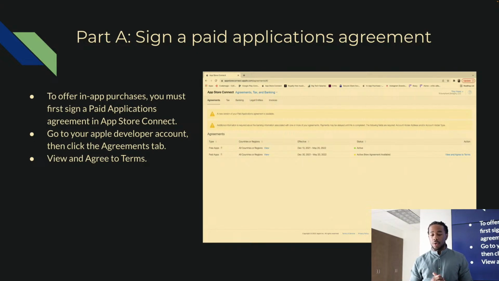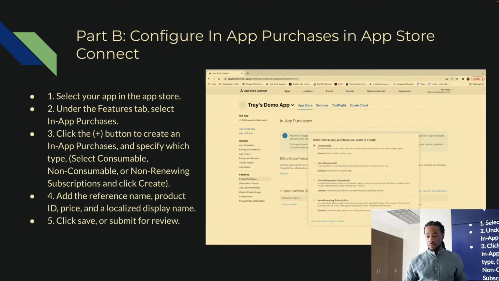To offer in-app purchases, you must first sign a paid applications agreement in App Store Connect. You can do this by going to your Apple developer account and then hitting View and Agree to Terms. This is essentially just saying, hey, I understand the tax implications that come with in-app purchases. I understand that they take a percentage of my transactions, and so on.